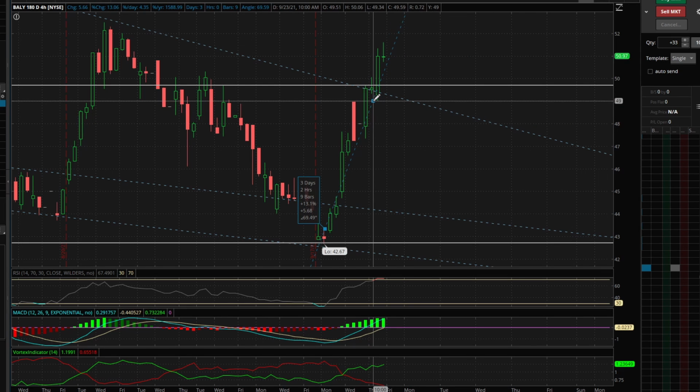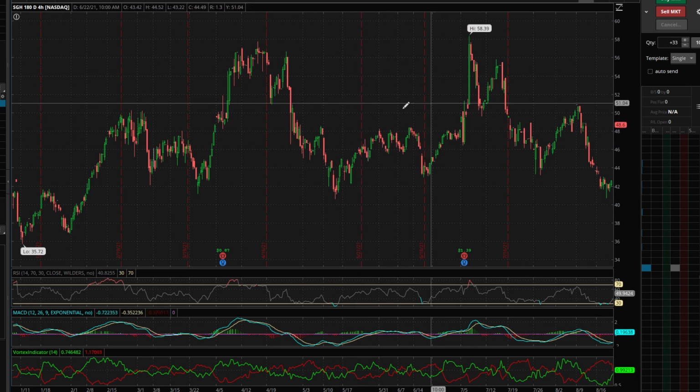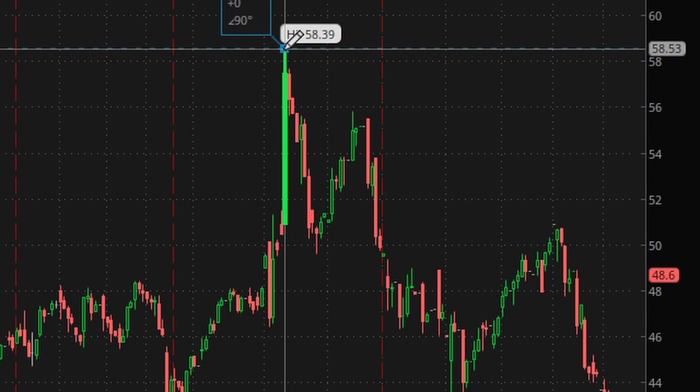So I made about 13-14% on that play. Very, very strong. All right, so for the next play, we have SGH, Smart Global Holdings. First things first, I look to see if there are any trend lines. I don't see any trend lines, but I do see a descending trend line up here, right? So let's get our wick.